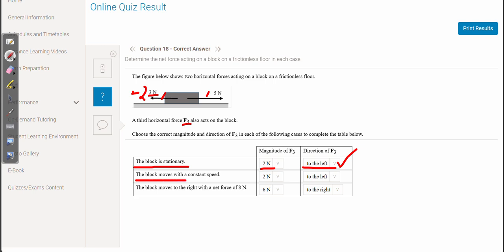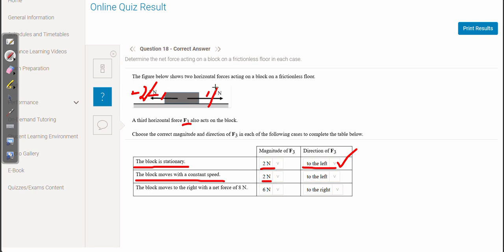The block moves with a constant speed. If you remember, I said a constant speed is in the same case as stationary. We want to have balanced forces, which means the net force is 0. So we'll do the same thing. We'll add 2 newtons to the left. They will both cancel out since 5 and 5, and they're both acting on the same object.